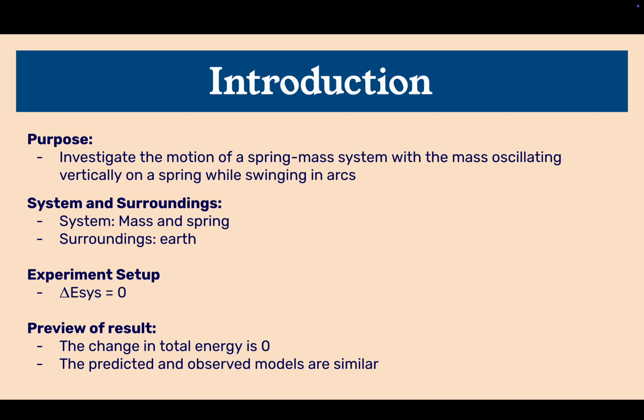The purpose of this lab is to investigate the motion of a spring-mass system, with the mass oscillating vertically on a spring while swinging in arcs. In this experiment, the system is the spring, while everything outside of the system, such as gravity and the Earth, constitutes the surroundings. Before we observe the motion, it is good to note that the energy in the system will be zero. And for a quick preview of the results, the change in total energy is zero, and the real and computational models will appear similar.